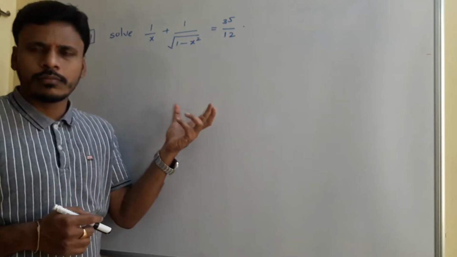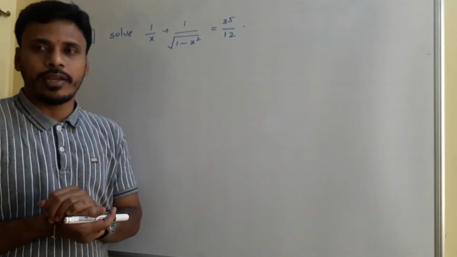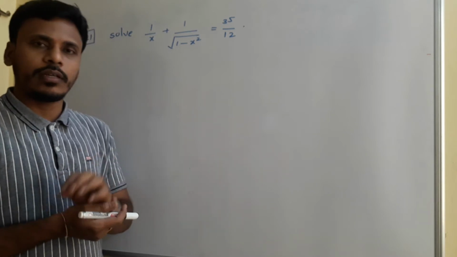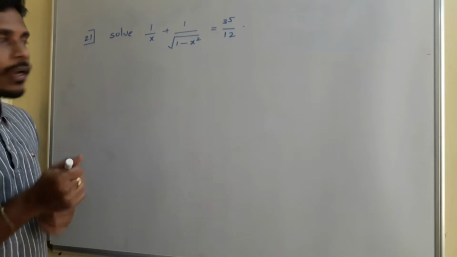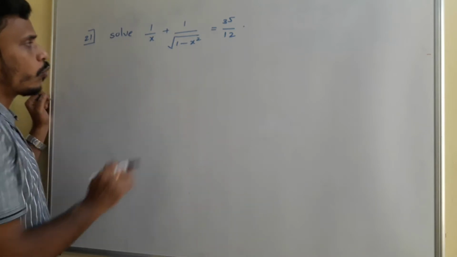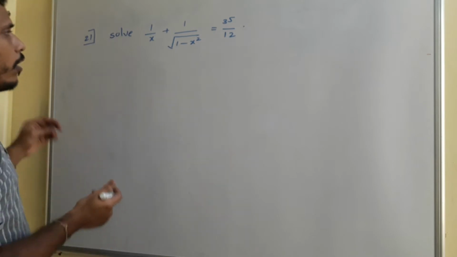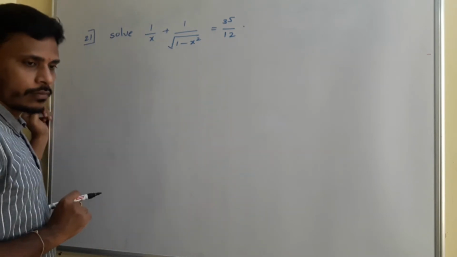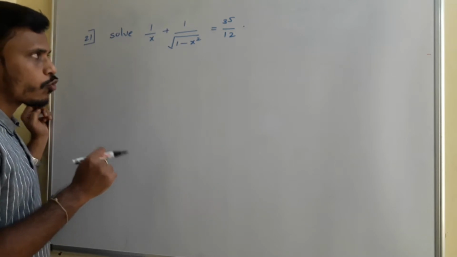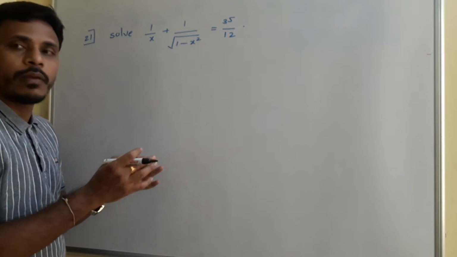This problem looks somewhat complicated, but while solving it, it gives you much interest towards the problem, right? 1 by x plus 1 by root of 1 minus x square is equal to 35 by 12. First of all, to solve the problem, you just do squaring on both sides. If you wish to try this problem, you have many chances and many ways to try it.